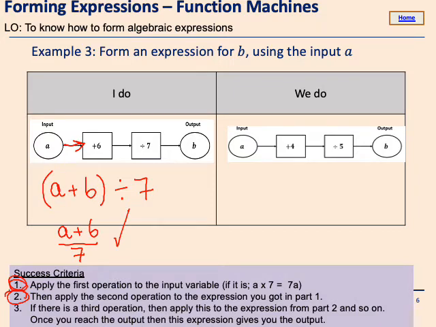So pause the video now and give yourselves 30 seconds trying to solve this we do. Okay, so we apply our first operation, the A plus 4. Then we're dividing by 5 with the second operation, second function in this machine. And then we can write that as A plus 4, so we can write this as a fraction, all divided by 5. Give yourselves a mark if you got that right.